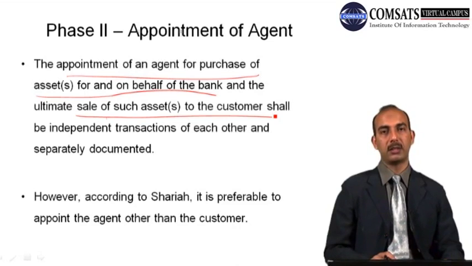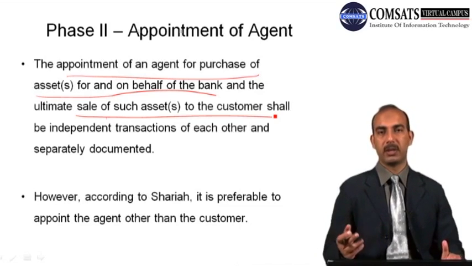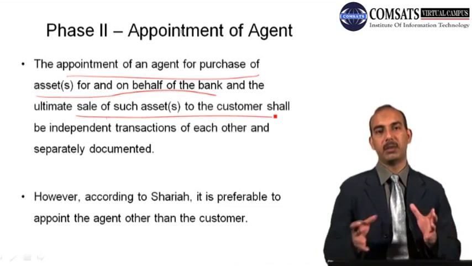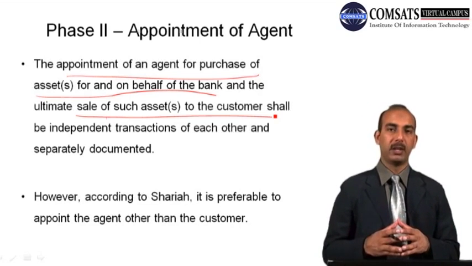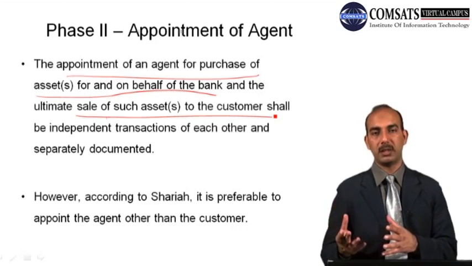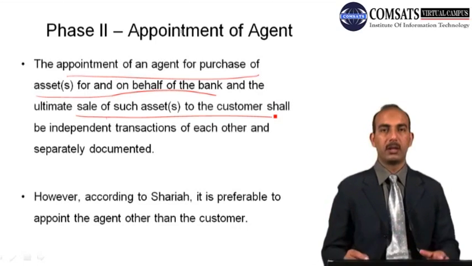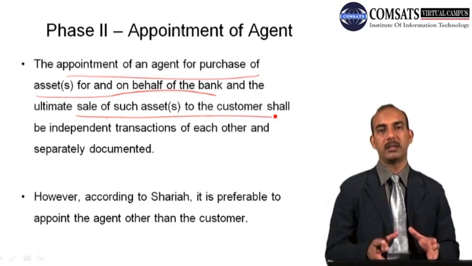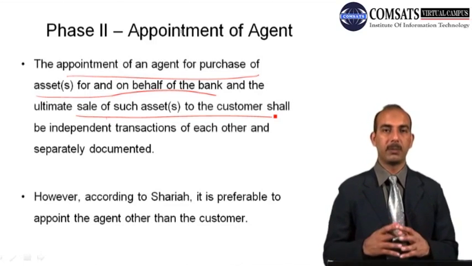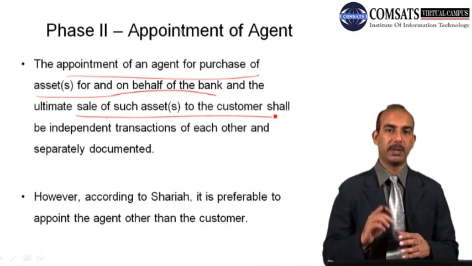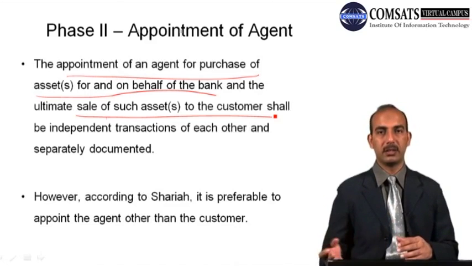However, according to Sharia, it is preferable to appoint an agent other than the customer, to avoid any kind of risks or any error that might be involved. There may be some hidden intentions of the client, it might have some hidden agendas or some other arrangements, and the client maybe has an intention to cheat the bank. So it is advisable that the agent should be somebody other than the client. But the normal practice is that the banks appoint the clients as their agent as well.